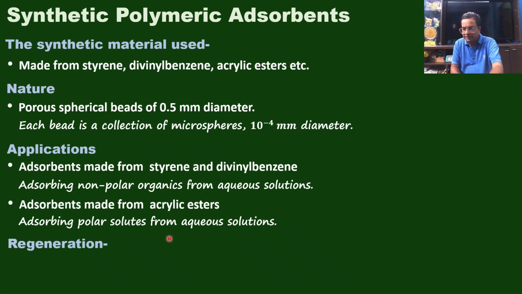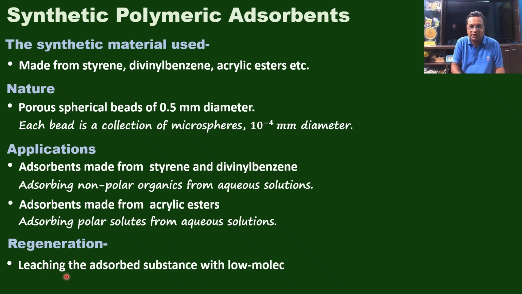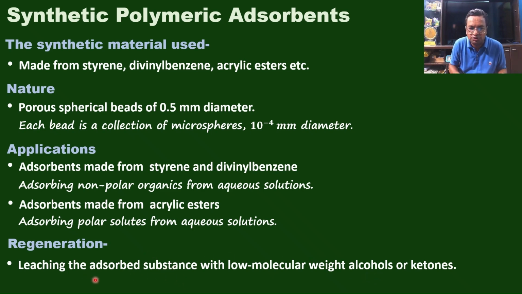Then you can regenerate this synthetic polymeric adsorbent. How is it done? It is done by leaching the adsorbed substance with low molecular weight alcohols or ketones. So regeneration will be carried out by leaching the adsorbed substance, and for that you can use low molecular weight alcohols or ketones as the leaching solvent.